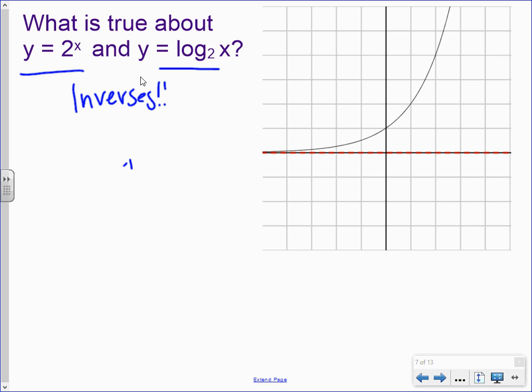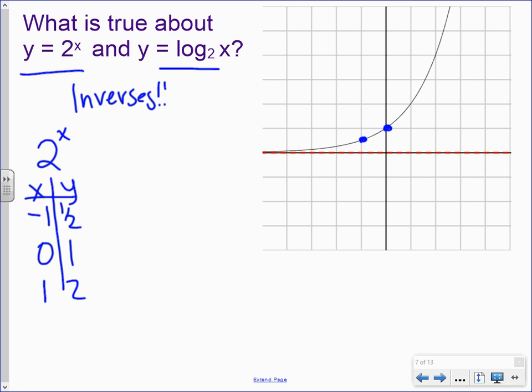Here I have graphed y equals 2 to the x. Okay? We have the points -1, 1/2, 0, 1, and 1, 2, with a horizontal asymptote at y equals 0.